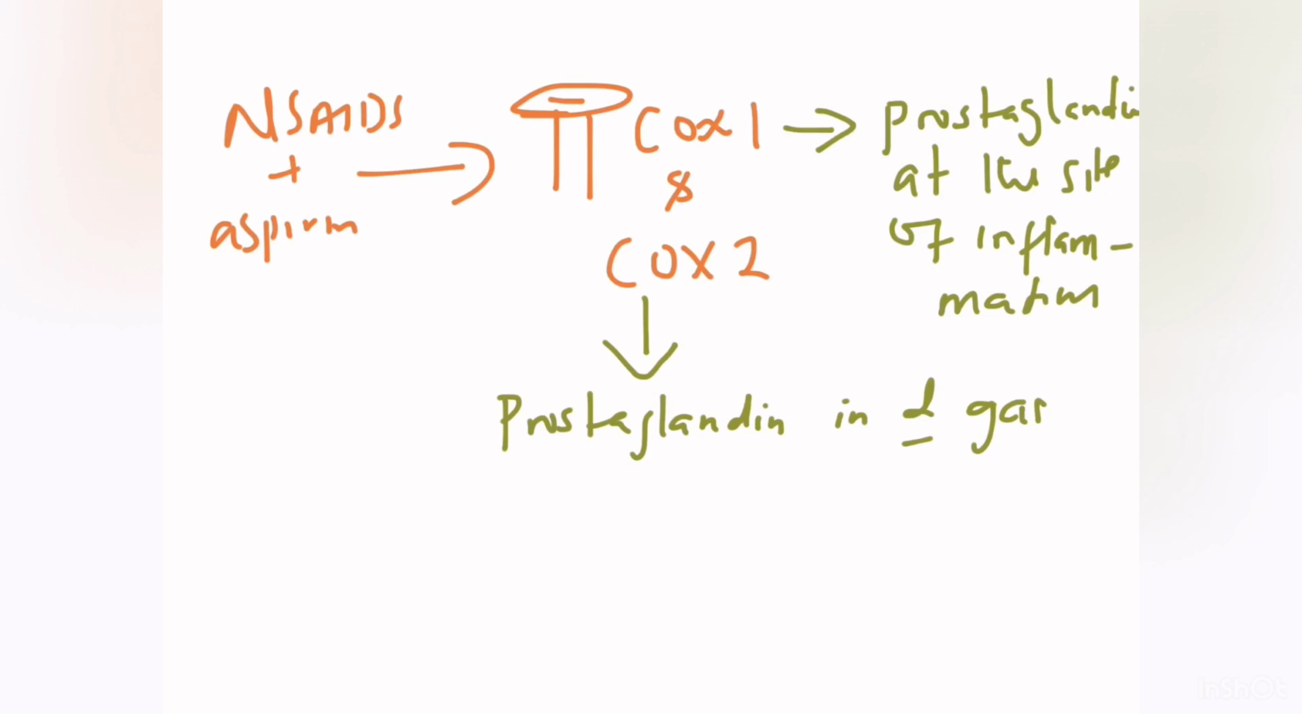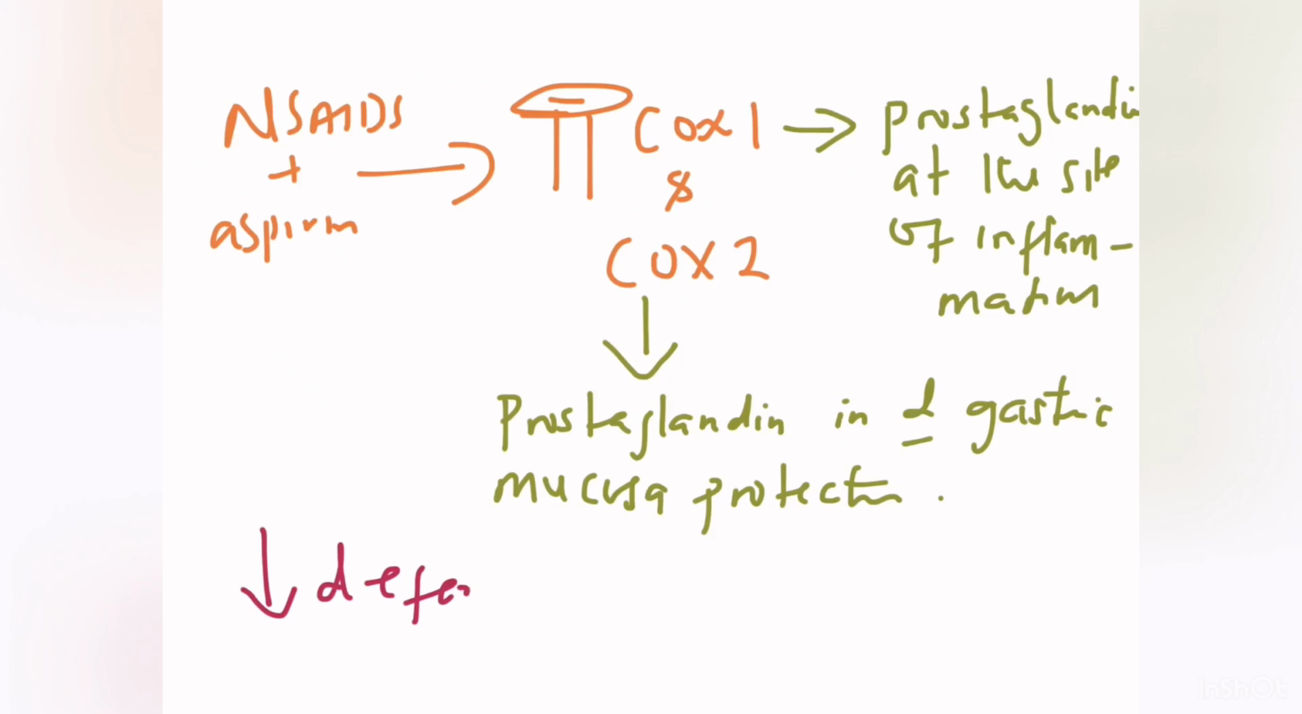in the gastric mucosa for protection. So automatically, when NSAIDs and aspirin inhibit cyclooxygenase 1 and cyclooxygenase 2, it means that the defense mechanism has been altered. So there will be decreased defense and increased ulceration. Now, this is how they cause ulcer.